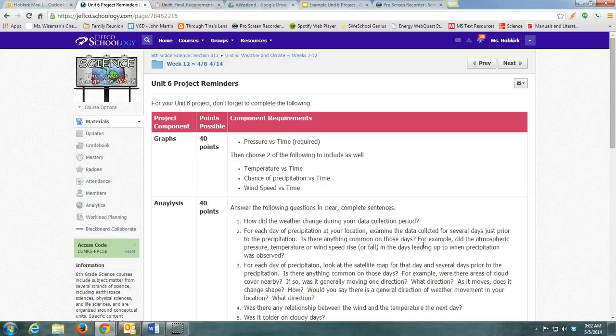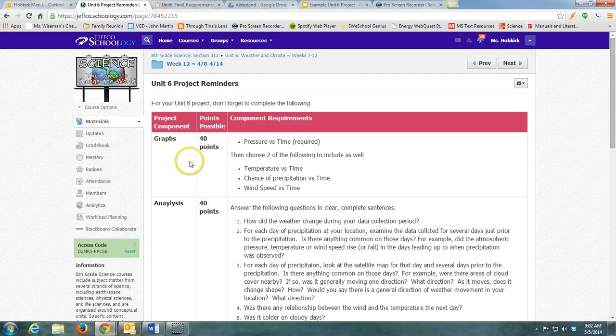Okay, Alex, this is how you need to work on your Unit 6 project. This page that I've got open right now is no longer available to you, but all of the same information I'm going to send to you in a file. But I'm going to go through it right here.